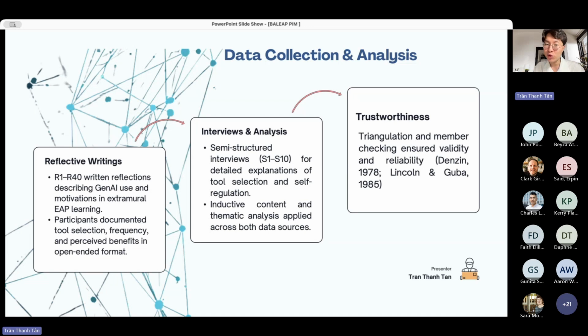I employed inductive content and thematic analysis to analyze the data, and trustworthiness was ensured by triangulation of theories and also member checking. After I interviewed them, I sent them the transcript so they could confirm all of the things they had just shared with me.